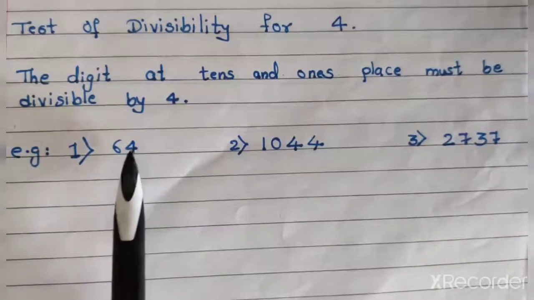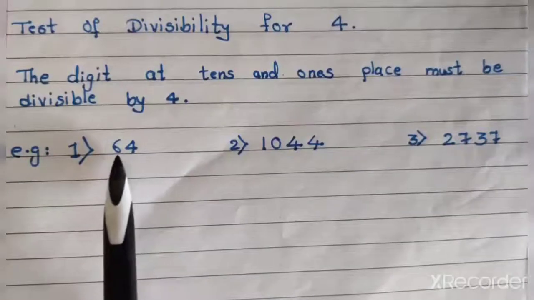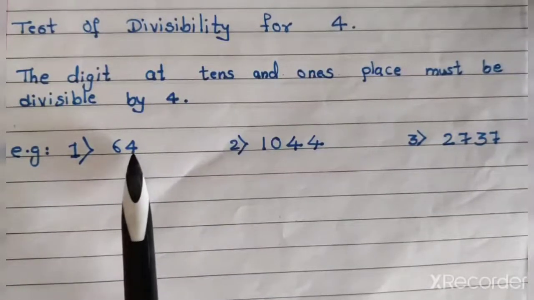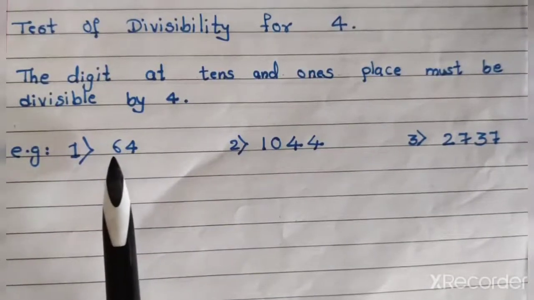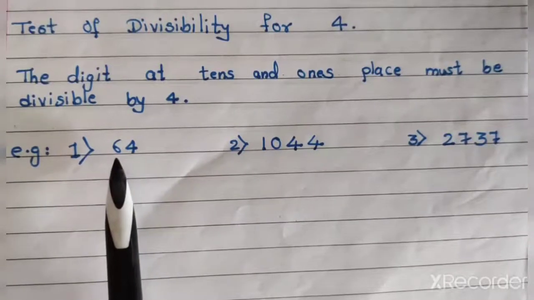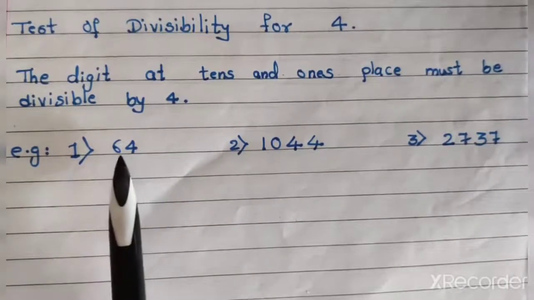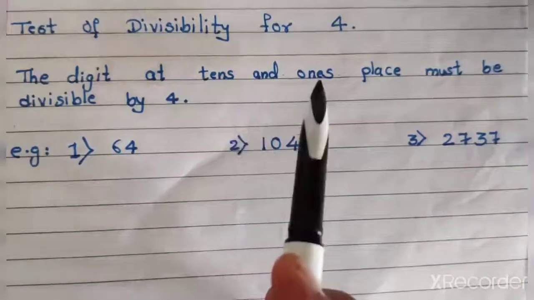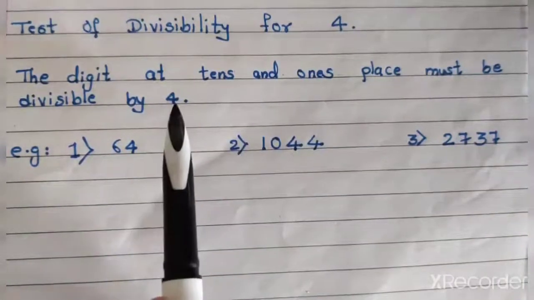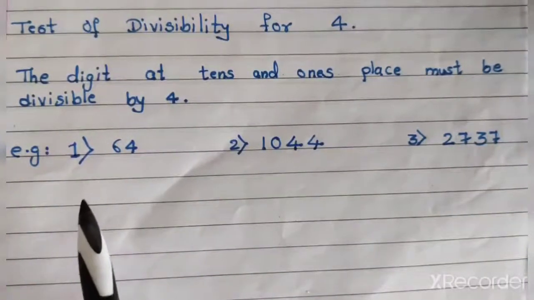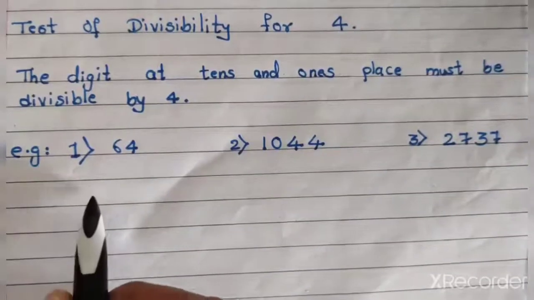So let us see 64. This is a 2 digit number, where 4 is at ones place and 6 is at tens place. So you can see both the digits are what we have actually desired for. That means let us see if it is divisible by 4 or not.